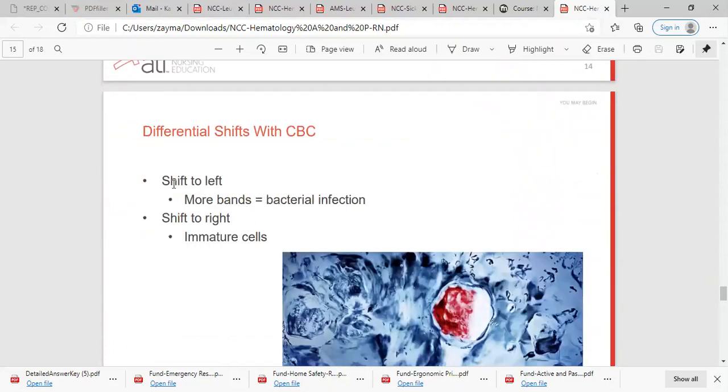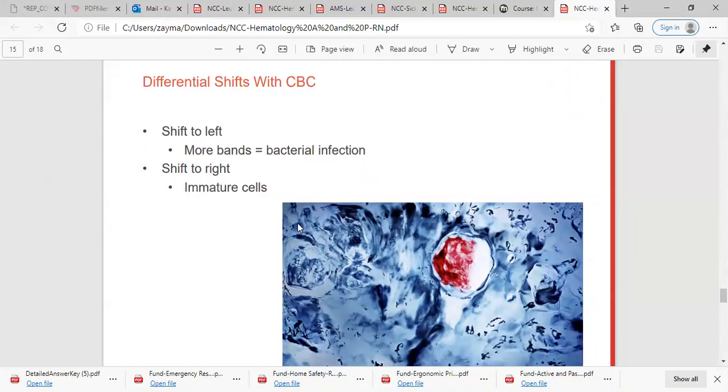Remember the left shift: those bands, or neutrophils, are immature white blood cells. So like reticulocytes are to erythrocytes, neutrophils and bands are to leukocytes, okay? Remember, an elevation in the bands is an indication of an actual infection. An elevation in white blood cells alone does not mean that there is an infection. A left shift is more indicative of an infection. There was a question on your exam.